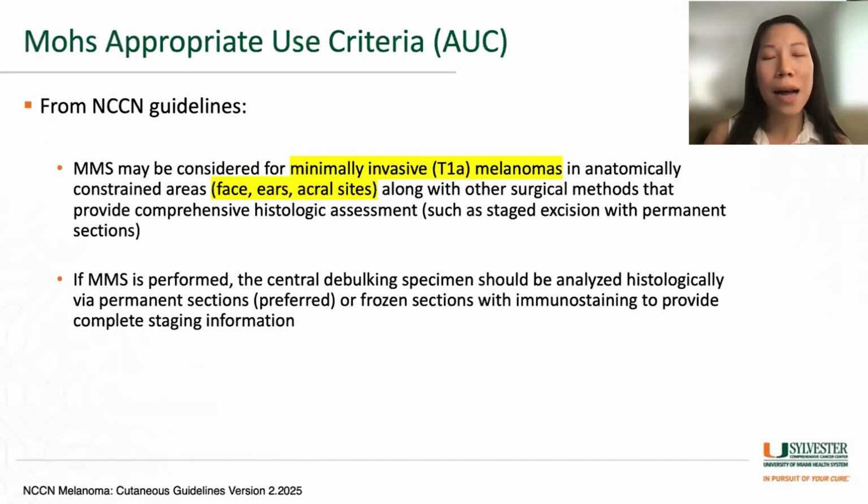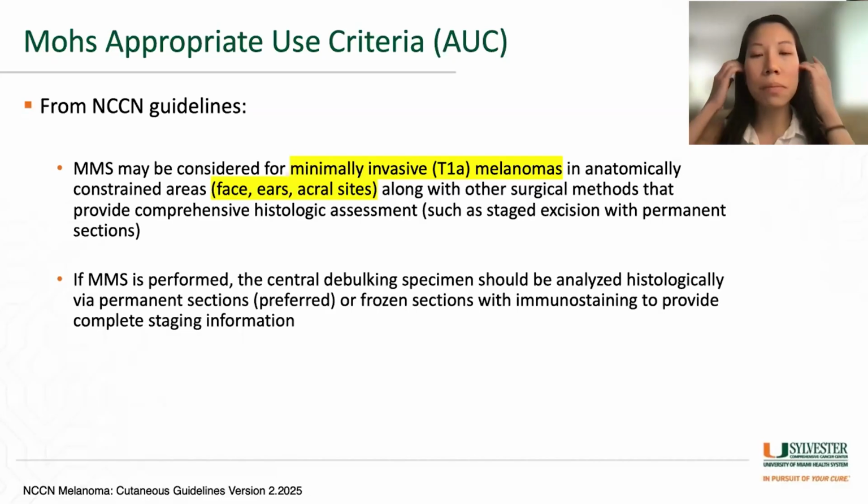Because of all this, there's been a great body of knowledge in the past decade on Mohs for melanoma. The NCCN acknowledges and incorporates this literature into some of the recommendations now, where Mohs may be considered for minimally invasive T1A melanoma. These are superficial melanomas less than 0.8 millimeters in Breslow depth, without ulceration, in anatomically constrained areas. These are specialty sites: face, ears, and acral sites, meaning the hands and feet.